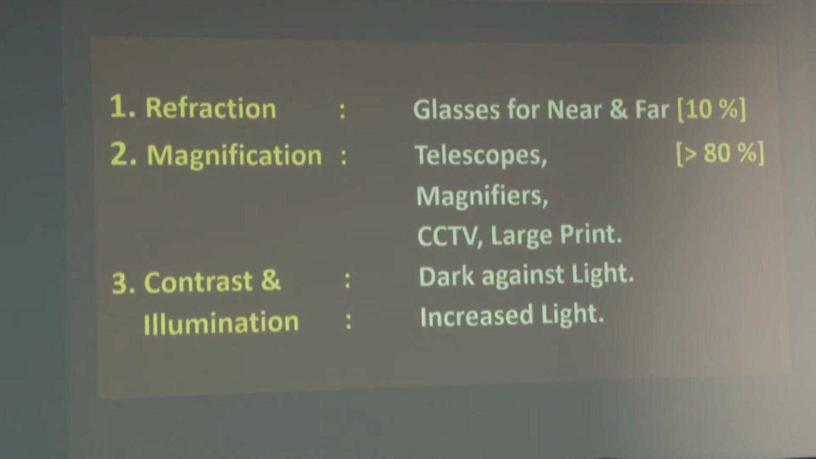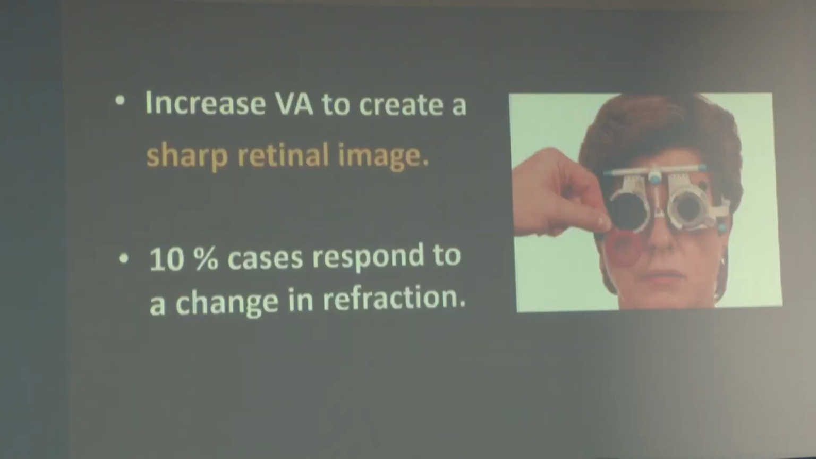For correcting contrast and illumination, it's as simple as having dark against light or light against dark, as in the case of our PPT itself. It's pretty clear, you can see the white ones better than the yellow ones, right? Coming to refraction, whenever you refract a patient with low vision, we should not use a phoropter to take out his best corrected visual acuity. We should use large frame glasses. After giving a proper refraction, the advantage is that it increases the visual acuity to create a very sharp retinal image.